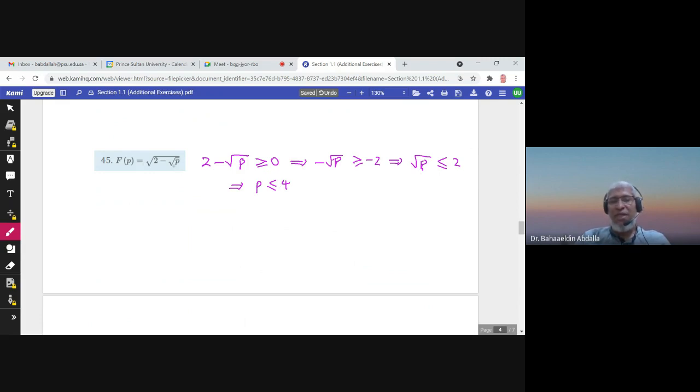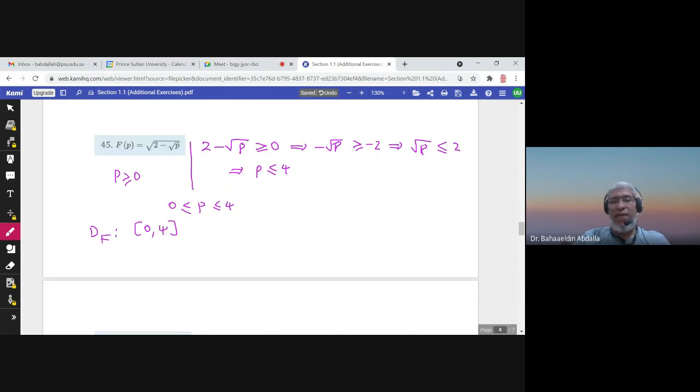But also b is inside the square root, so it has to be greater than or equal to 0. So b has to be less than or equal to 4 and greater than or equal to 0. So the domain of f is from 0 to 4. If you choose any other number, for example 5, then 2 minus square root of 5 is negative, and you cannot find the square root of a negative number.